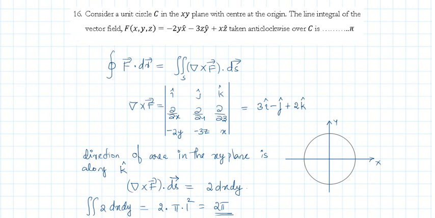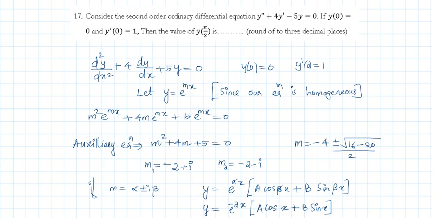Okay. So there are a lot of questions with similar ideas. Now the next question is from differential equations. Consider a second order ordinary differential equation y double prime plus 4y prime plus 5y equal to 0. If y of 0 equal to 0 and y prime of 0 equal to 1, what is the value of y of pi by 2?